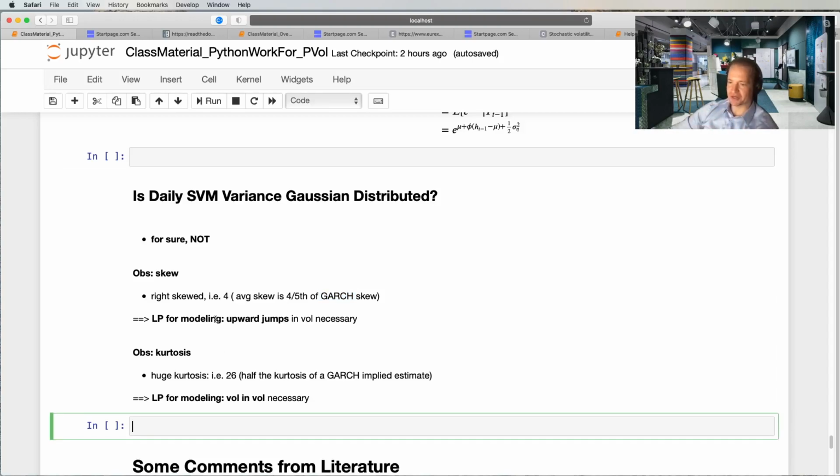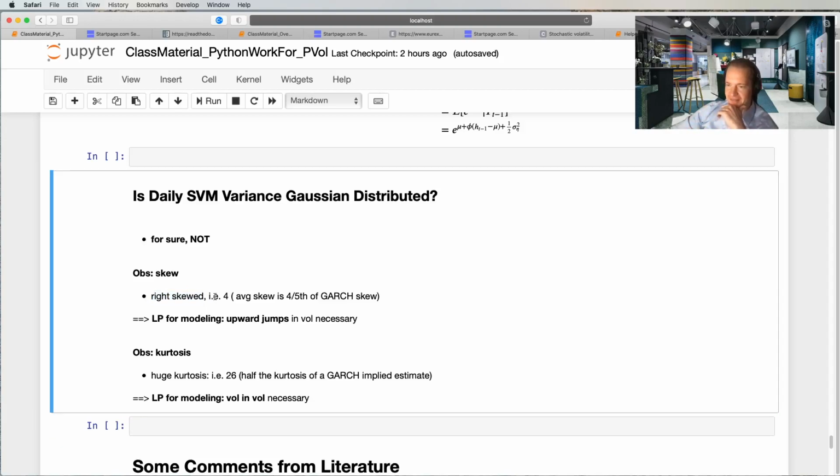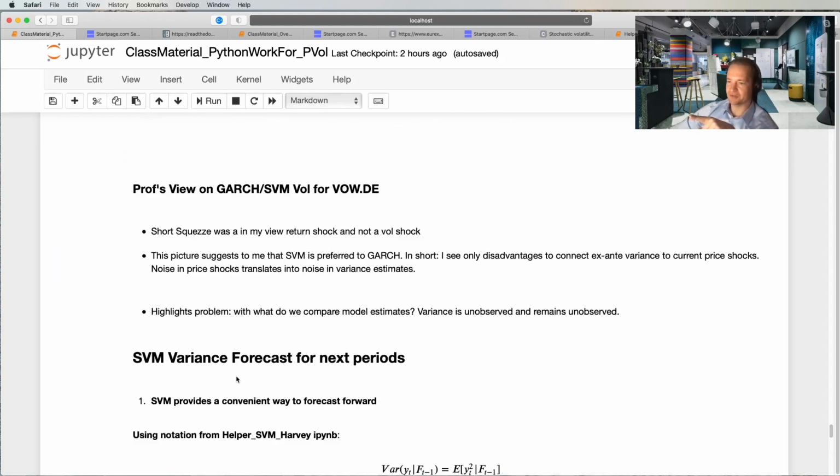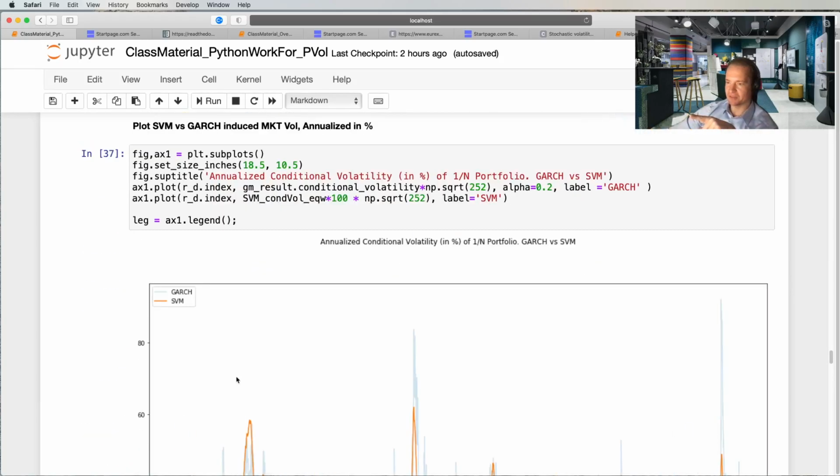I don't have to code here. You can do it yourself. Just take the stats.mean, stats.skew.mean. The skew is 4, and I think it was 17. It was 17 for the GARCH, and it was 600 for the kurtosis, and now it's 26. No. 26, 600 was for the squared returns.